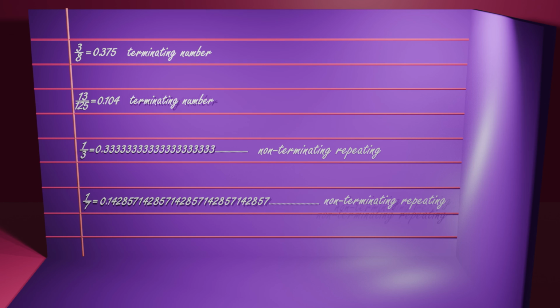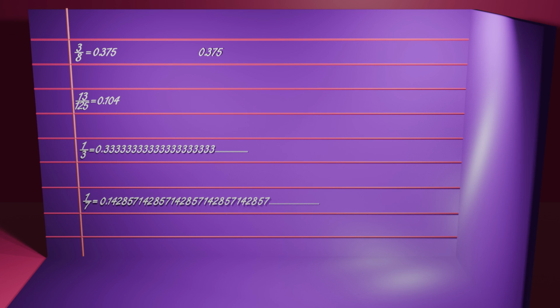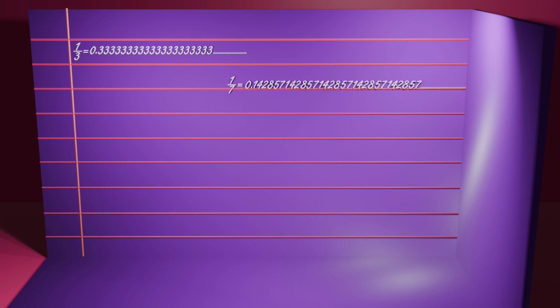Let's get back to our topic. 3 by 8 and 13 by 125 are terminating numbers. 1 by 3 and 1 by 7 are non-terminating recurring numbers. And now you know how they fit on the number line. 0.375 can be changed into a fraction again. 0.104 can also be changed. But what about 1 by 3 and 1 by 7? Can we change their decimal expansion into a fraction?